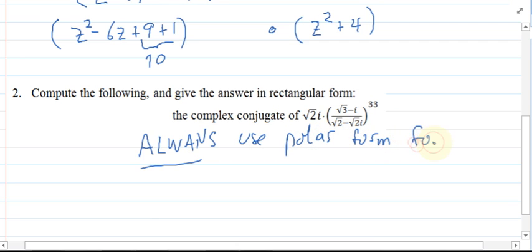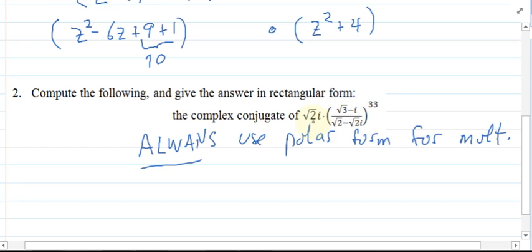for multiplication. Now, if you don't like to do polar form because you don't like trigonometry, then that means that you'd better brush up on your trigonometry, because you need to know trigonometry if you're going to do any kind of math. A math major who doesn't know trigonometry is just not a math major.